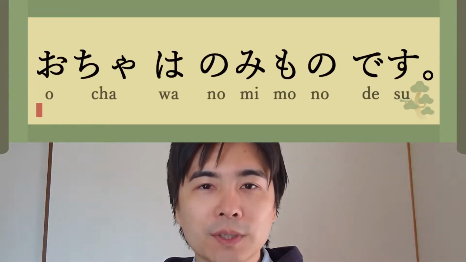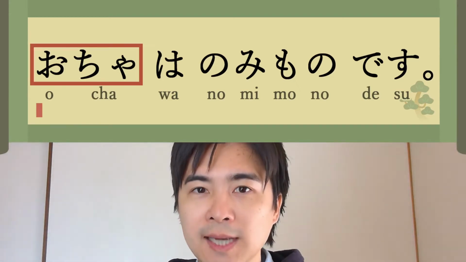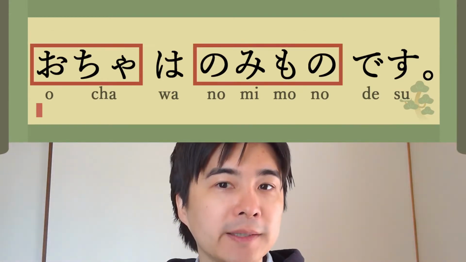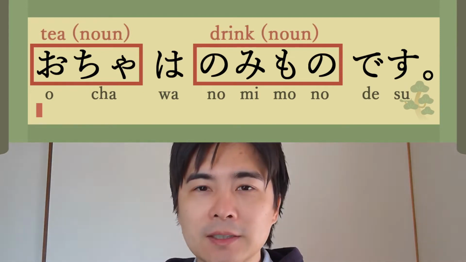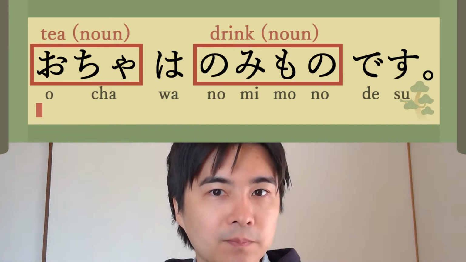In the previous chapter, we learned how to link two nouns using the linking verb wa, meaning as for. For example, if we say お茶は飲み物です。Both お茶 and 飲み物 are nouns. But in this chapter, I want to explain about Japanese adjectives.